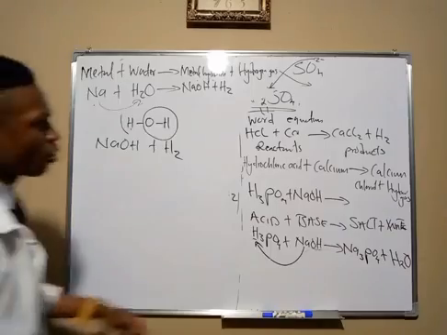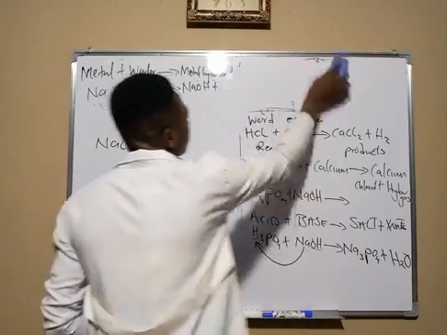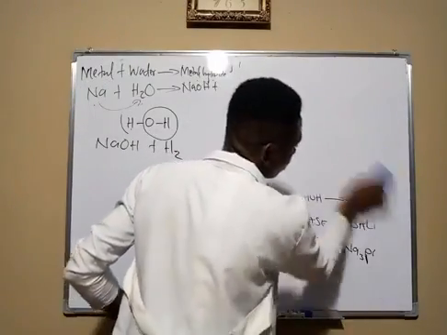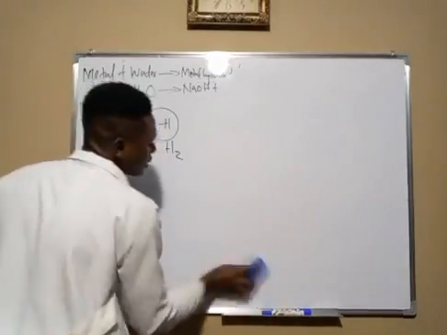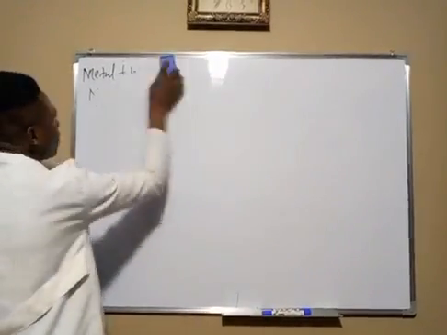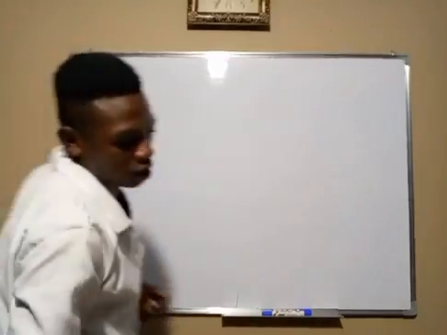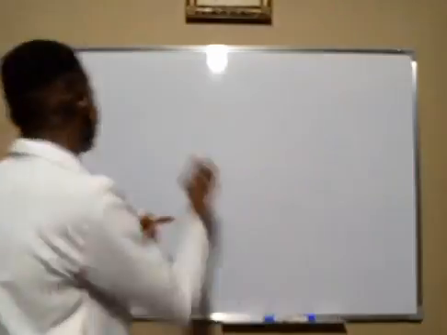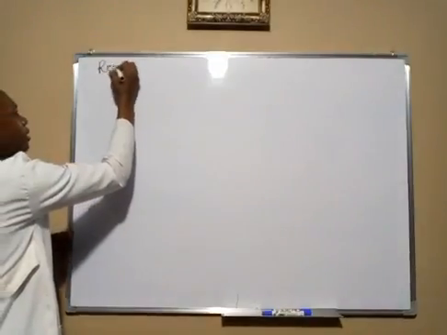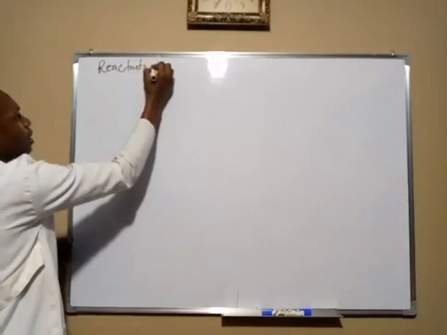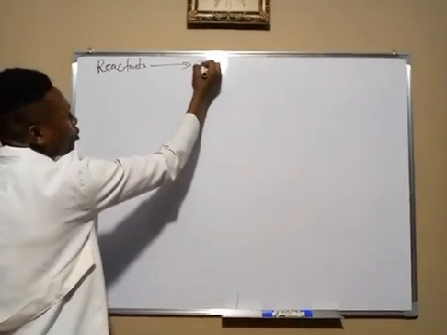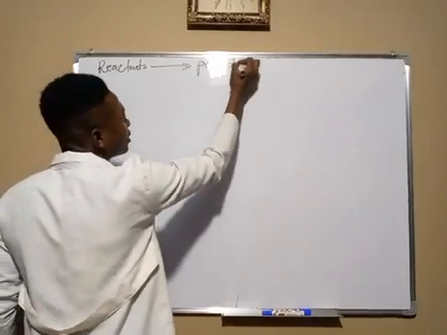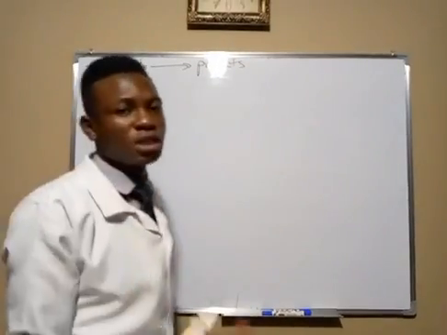So these are chemical equations. Let me show you now how you write them nicely. Pay particular attention. When you're reacting, you need to identify your reactants and the product. If you know the reactant, the product won't be difficult.